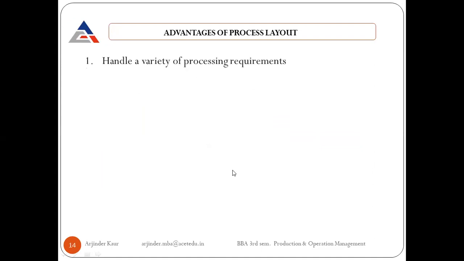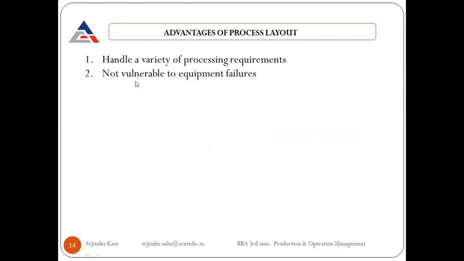Advantages of process layout include that it handles a variety of processing requirements. As I already told you, this type of layout is used for producing products that require a lot of processing, different types of processing. It's also not vulnerable to equipment failures, because in one department there will be a number of machines that can perform similar tasks. Even if one or two machines are not working, we can still go on with the process.